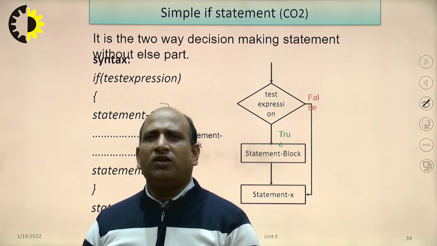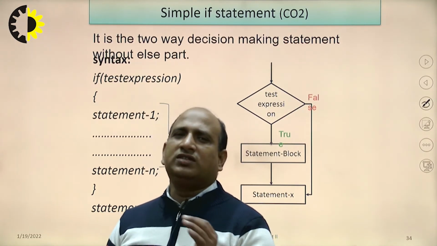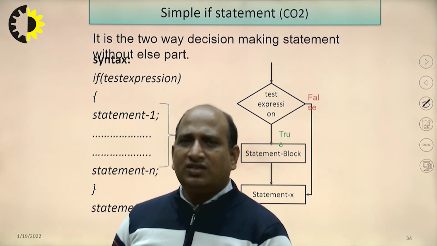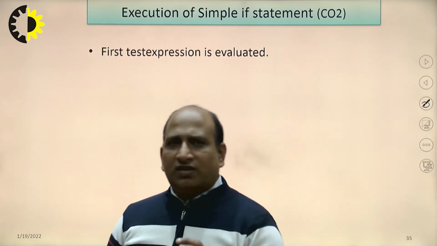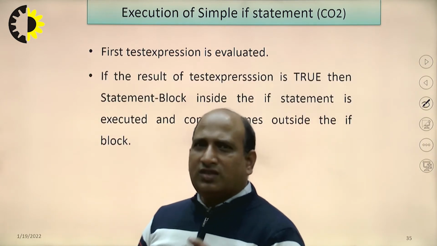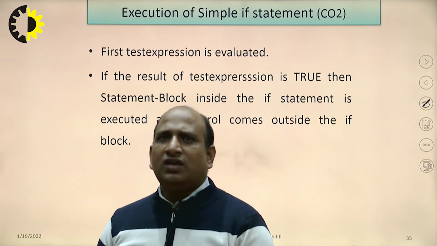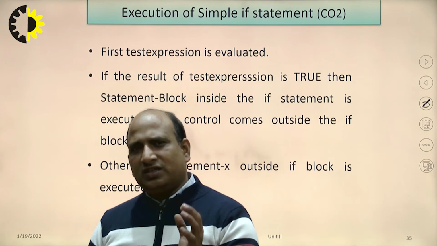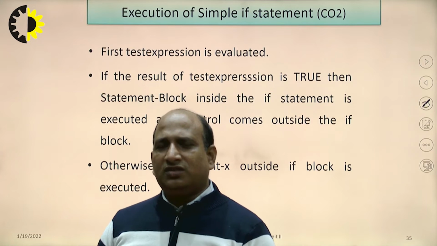If the condition is false, the control will directly move to the statement number x only. Means the statement block will only execute when the condition is true. Now this is how it evaluates. First, the test expression is evaluated. If the result of the test expression is true, then the statement block inside the if statement is executed and control comes out of the block. Otherwise, if the condition is false, the control will come out of this block and execute the statement just after that block.